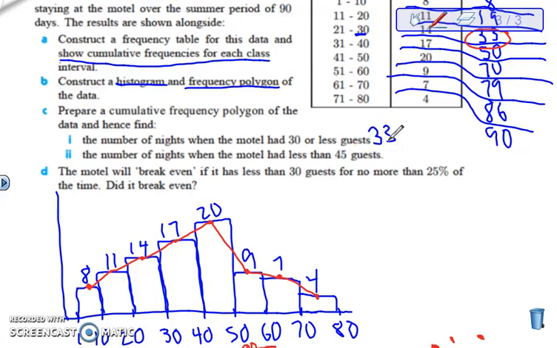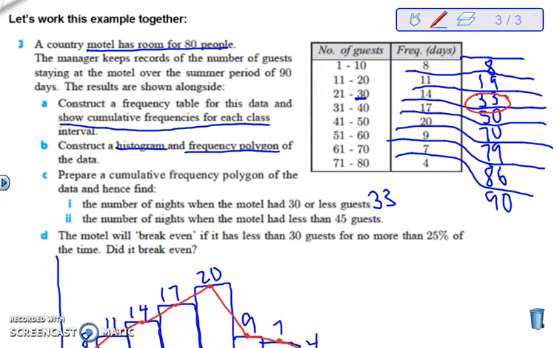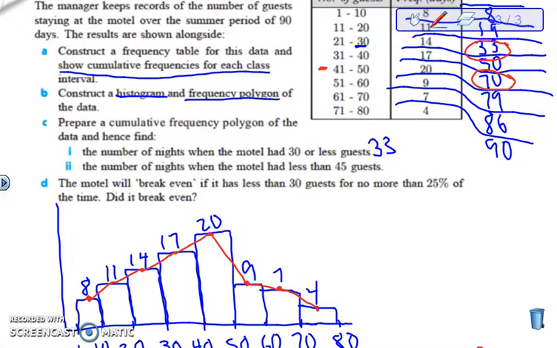Number of nights in which the motel had less than 45 guests. Again, we don't have 45 on our range. 45 is the midpoint over here. So we're just going to take the 70 and count it down, because if you have between 41 and 50 on average, you have about 45. There we go.